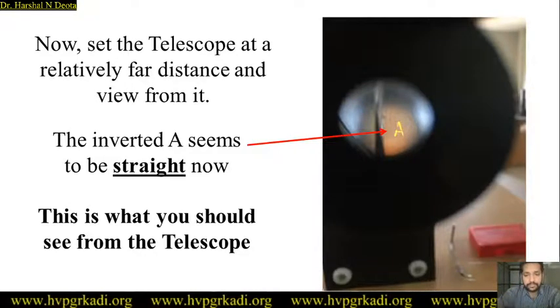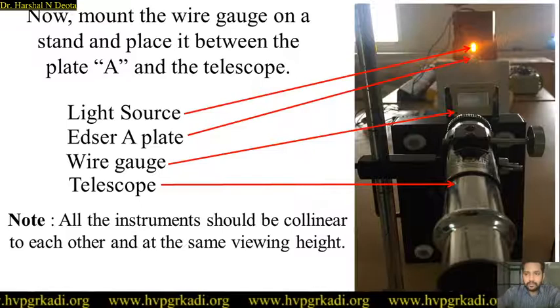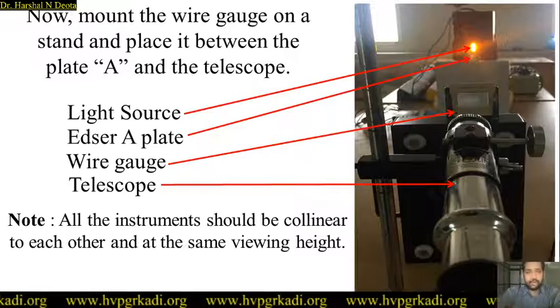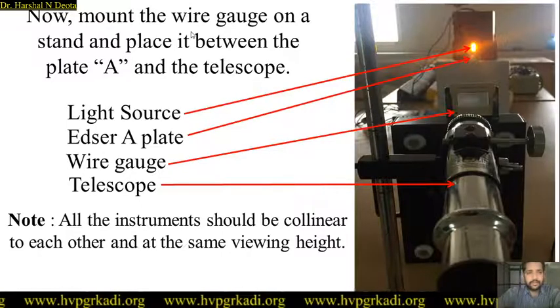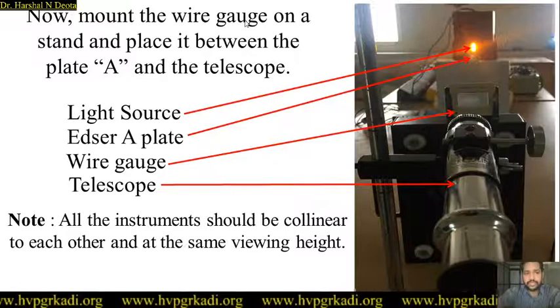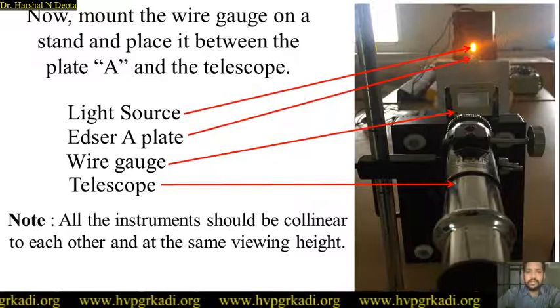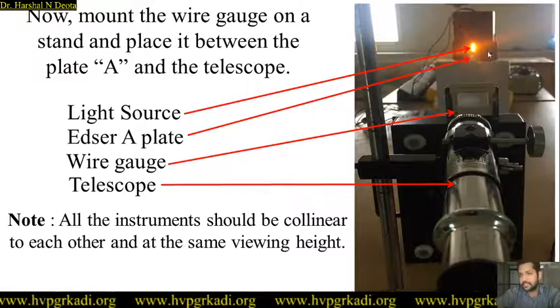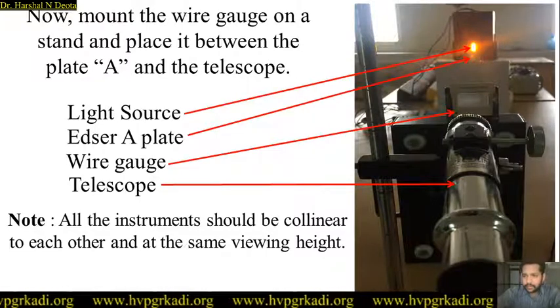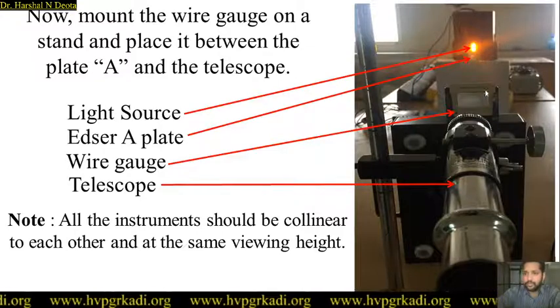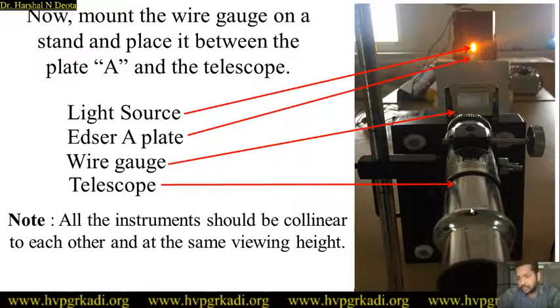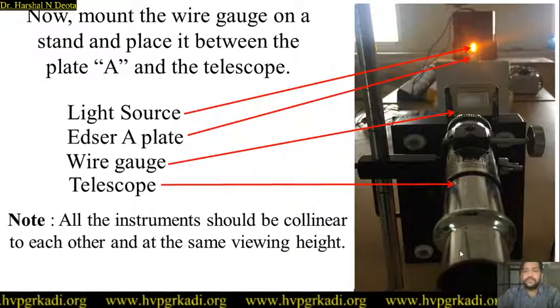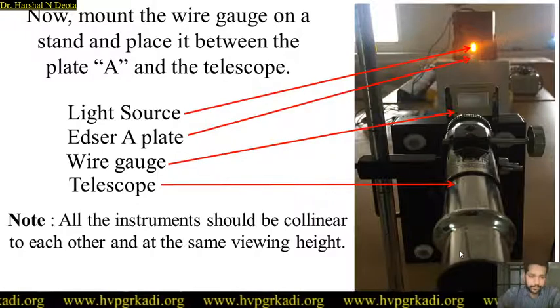Now what will happen? Before adjusting the wire gauge, what you have to do is mount the wire gauge on a stand and place it in between the plate A and the telescope. Say that's your source, this is your Edser A plate. You have a particular distance here, then you place your wire gauge and then your telescope, and this is the place from where you will view it.